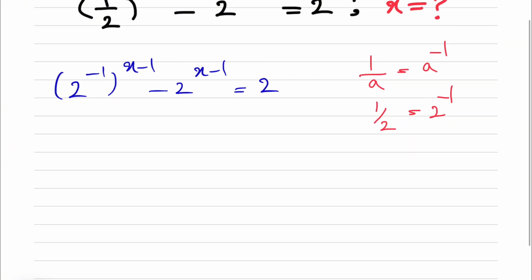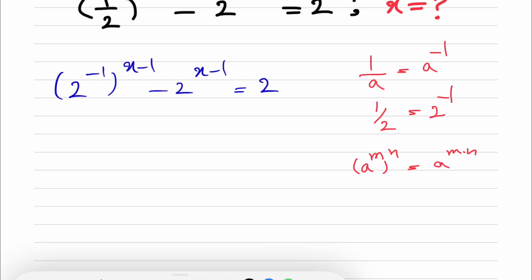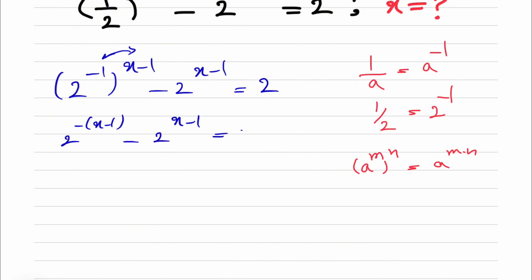is equal to 2. And another law of exponents: when we have (a to the power of m) to the power of n, this will be equal to a to the power of m times n. So basically we can multiply these two. So 2 to the power of minus (x minus 1) minus 2 to the power of x minus 1 is equal to 2.